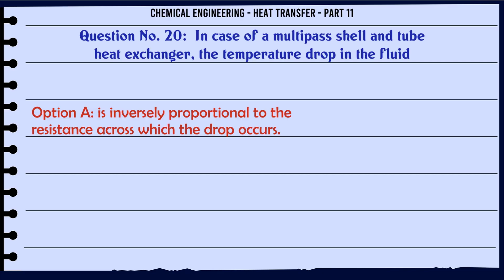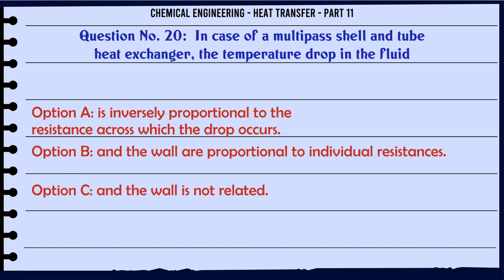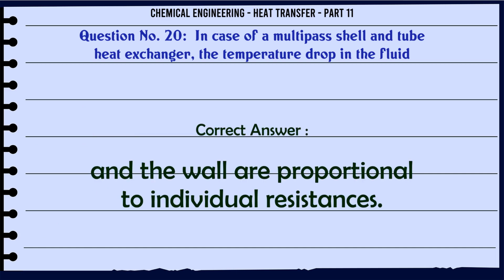In case of a multipass shell and tube heat exchanger, the temperature drop in the fluid A. is inversely proportional to the resistance across which the drop occurs. B. and the wall are proportional to individual resistances. C. and the wall is not related. D. None of these. The correct answer is: and the wall are proportional to individual resistances.